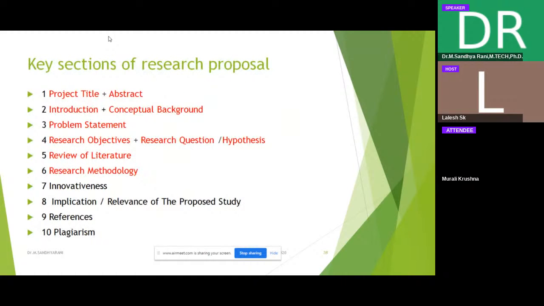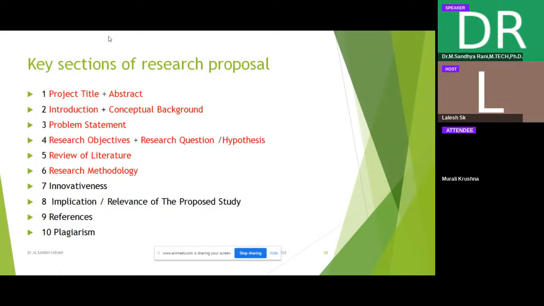So, we know a research paper when we are writing. We know the title, we know the abstract, we've written the introduction. Introduction is not completed without conceptual background. Problem statement is very important. You have to write in your research paper what is the problem, what you are going to solve. That becomes the research objective.